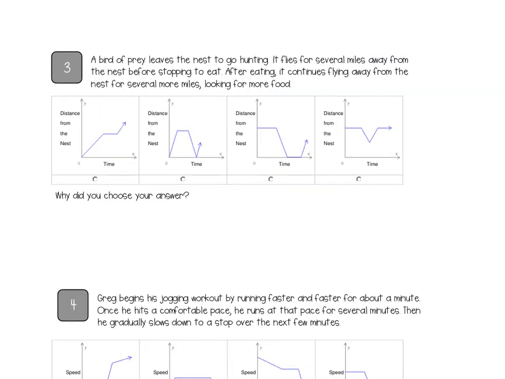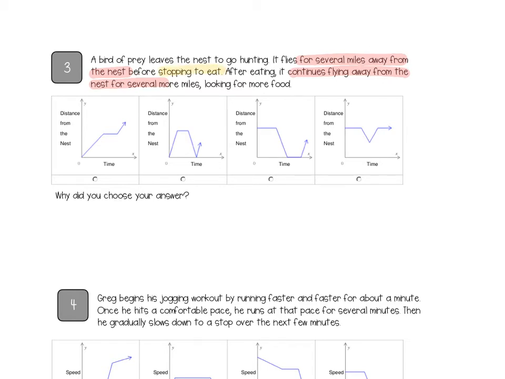And just a couple more examples so that you guys will hopefully understand these more advanced versions. The first one says a bird of prey leaves the nest to go hunting. It flies for several miles away from the nest before stopping to eat. And after eating, it continues flying away from the nest for several more miles looking for more food. Okay. So then it also stops to eat. You have to see that in there.